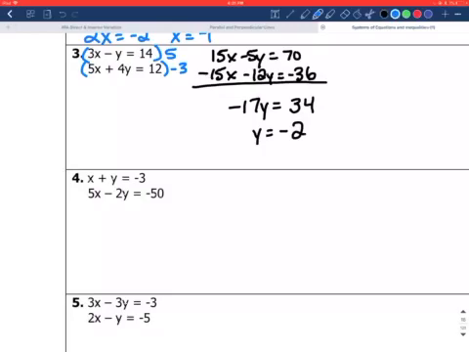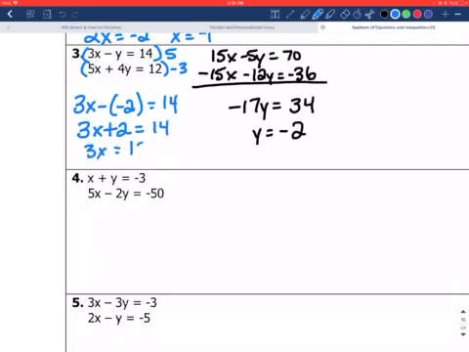So I take that negative 2 and I plug it into the top one. That's going to be minus a negative 2. Be very careful plugging in that sign. That'll actually be 3x plus 2. That will leave you with 12, and x will be 4. So our final answer here, the point where these cross, is 4, -2.